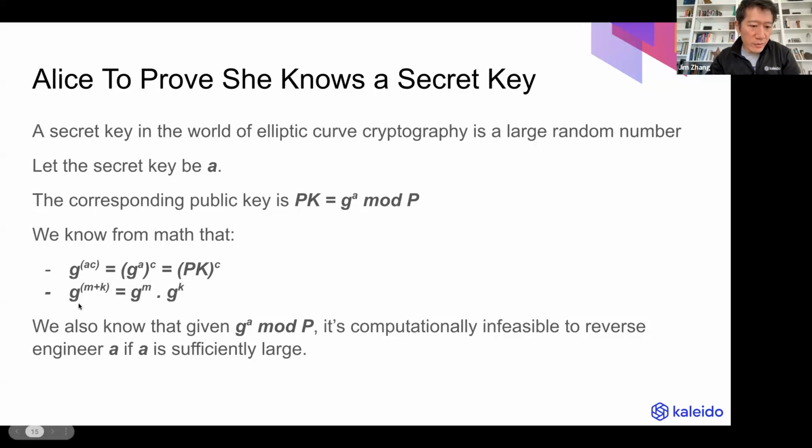Another useful math about this is G raised to the power of M plus K equals G raised to the power of M times G raised to the power of K. So both of these are useful for demonstrating the zero-knowledge proof. So let's take a look.